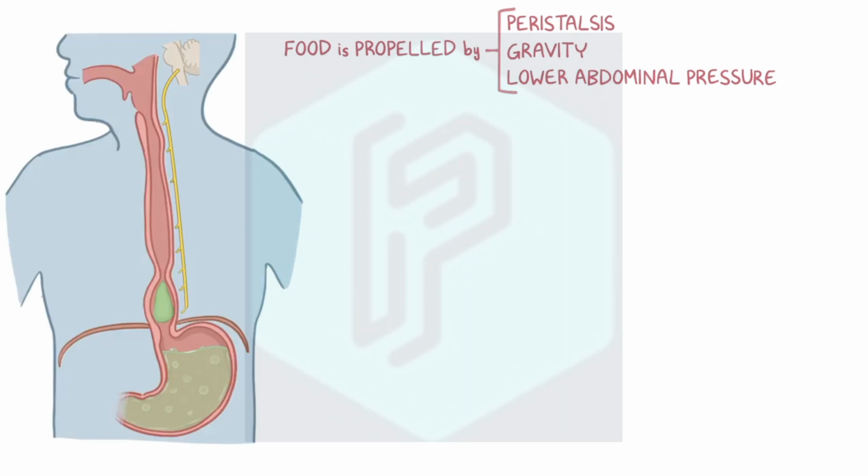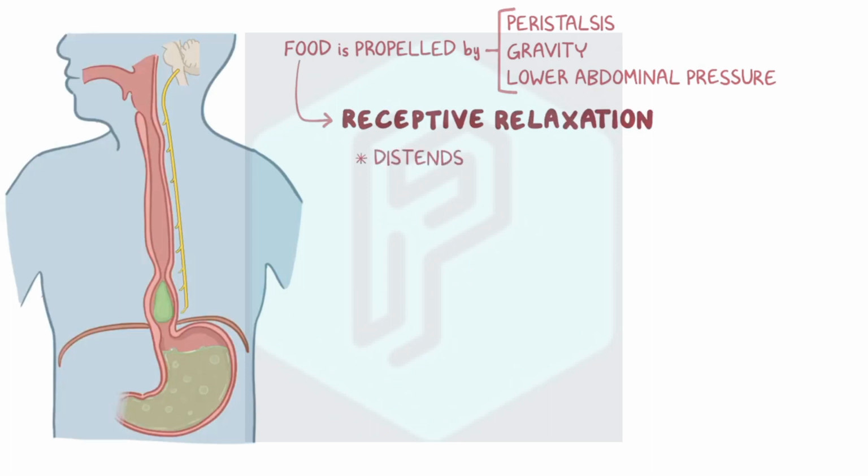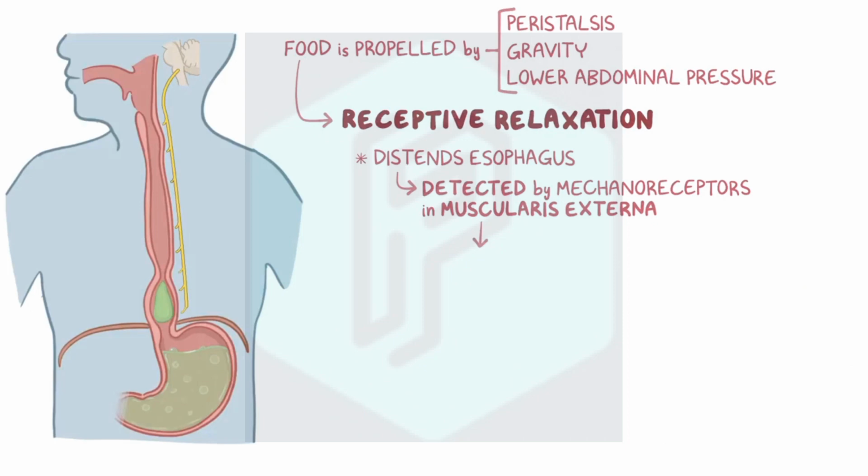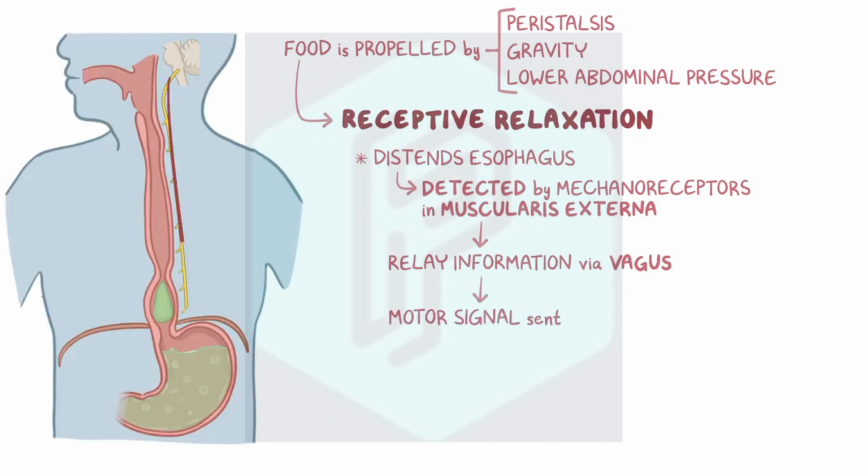When food reaches the distal part of the esophagus, it triggers a process called receptive relaxation. That's where food distends the esophagus, and that's detected by mechanoreceptors in the muscularis externa layer of the distal esophagus. Next, the mechanoreceptors relay that information up to the brain via the vagus nerve. Once the brain processes that information, a motor signal is sent back down the vagus nerve to the myenteric plexus.